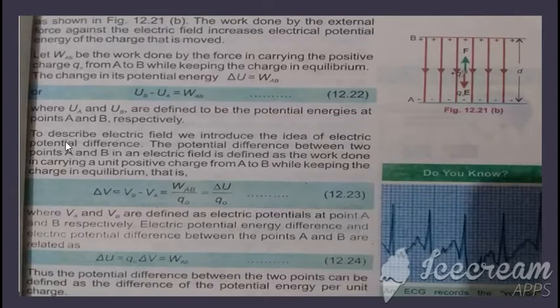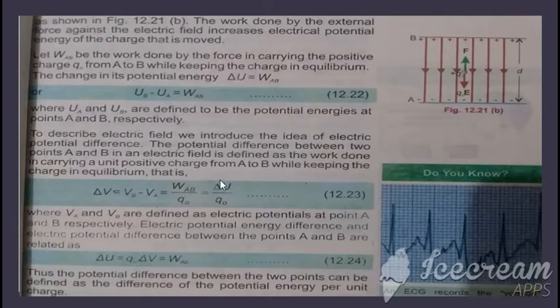To describe the electric field, we introduce the idea of electric potential difference. The potential difference between the 2 points A and B in an electric field is what is important, not just a single potential, because we measure the potential or potential energy relative to some reference level. So the potential difference between the 2 points A and B in an electric field is defined as the work done in carrying a unit positive charge from A to B while keeping the charge in equilibrium.